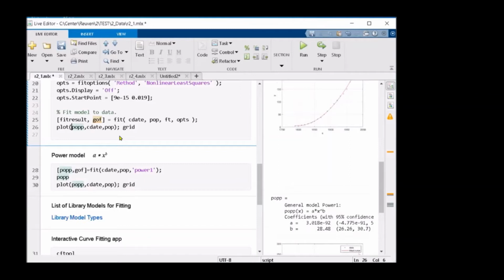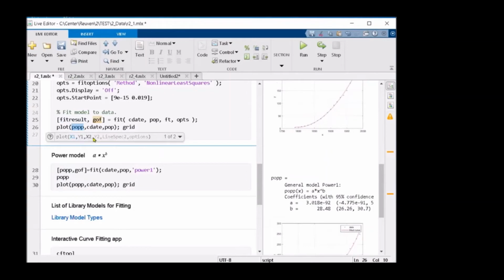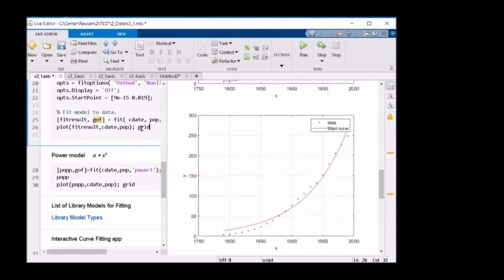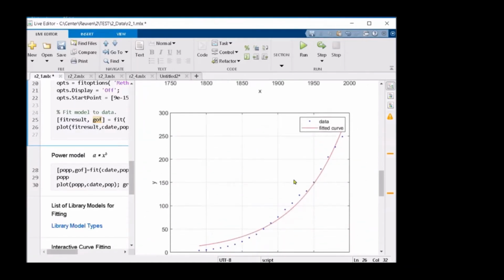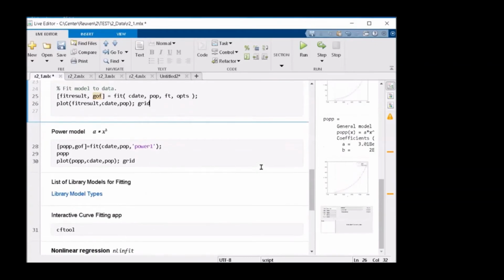Because we use this fitting, first of all, we should start from the model, from here. Okay, and this way we can plot it. And grading, okay, let's do it. This is our model using exponential fitting. Any questions, please, and we can continue.